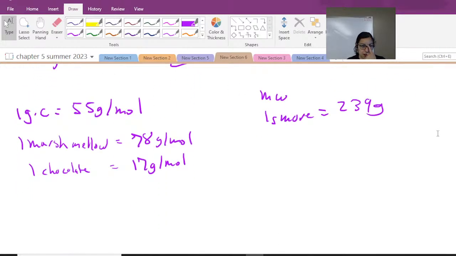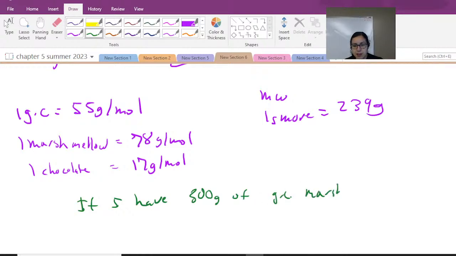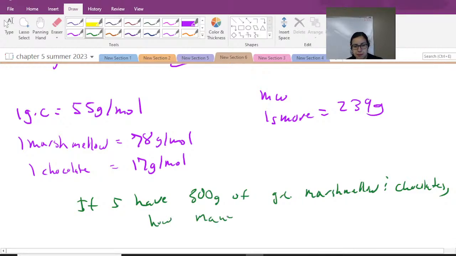All right, so let's try our next step. So now, if I have 300 grams of graham crackers, marshmallows, and chocolates, how many s'mores can I make? So that's 300 grams, right, of each one. So now, what's my limiting reagent?